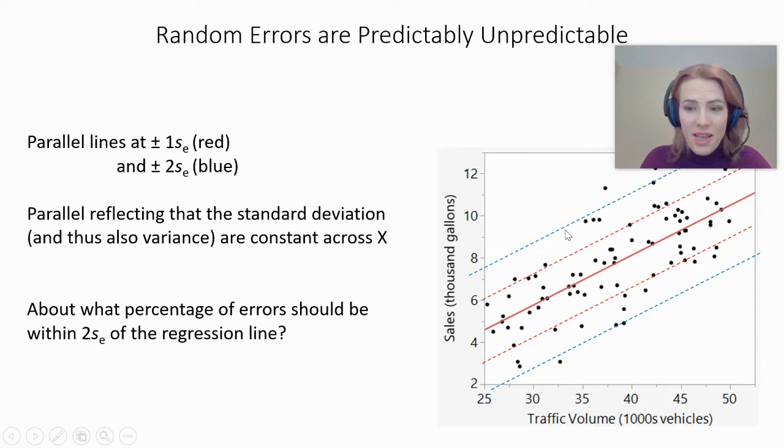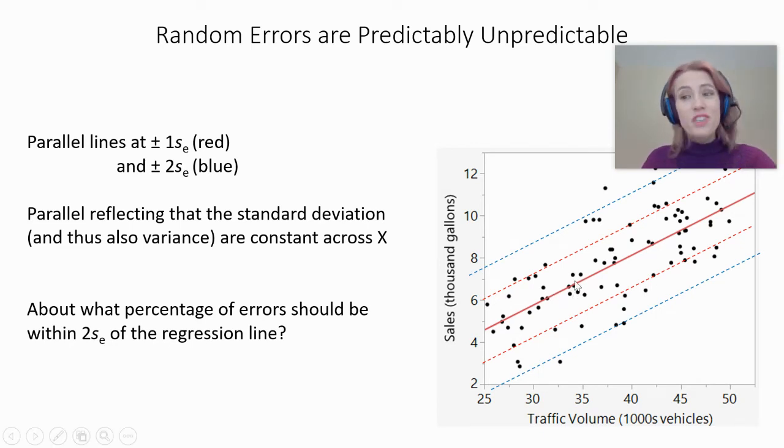And I've added another set that are equally as far away, but now we're going 2 standard deviations of the errors above for this blue line and 2 standard deviations of the errors below for the lower blue line. And they're parallel because no matter where we go across the plot here, whether we're down at 30,000 vehicles or 45,000 vehicles, this depicts that the variation in the sales is roughly constant.